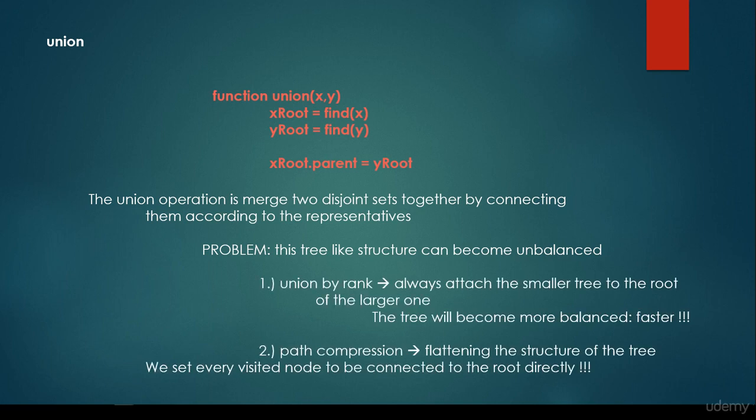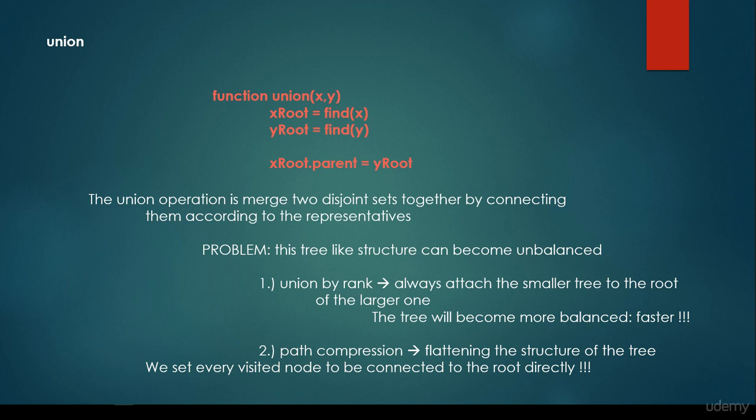So we have several options. For example, the union by rank. So we always attach the smaller tree to the root of the larger tree. So the tree will become more balanced, and that's why the operations will be faster. What kind of operations? For example, the find operation. Then the second option is the path compression. We usually use both of these solutions at the same time, so union by rank plus path compression. Basically, path compression flattens the structure of the tree. We set every visited node to be connected to the root node directly. Why is it good?